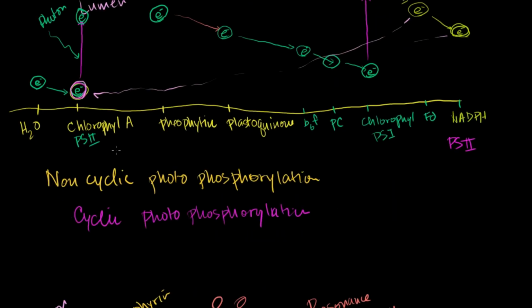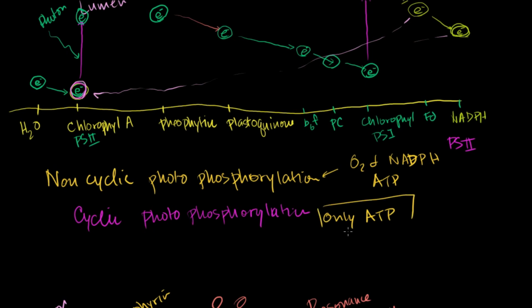So this non-cyclic phosphorylation, which is what most people associate with photophosphorylation, produces O2 and NADPH, and of course it produces ATP, while cyclic phosphorylation, only because it doesn't have to strip electrons off of water and the electrons don't end up at NADPH, only produces ATP. So I think we now have a very good understanding, hopefully, of the light reactions in photosynthesis.